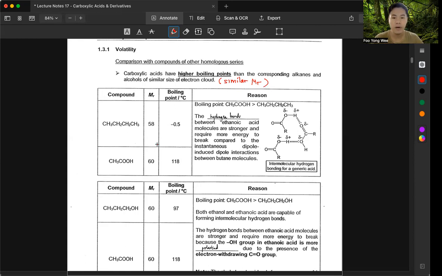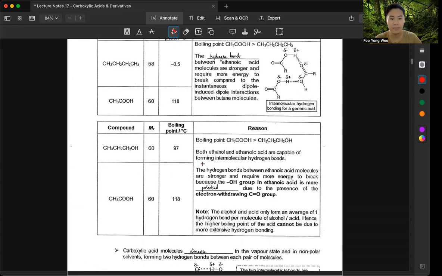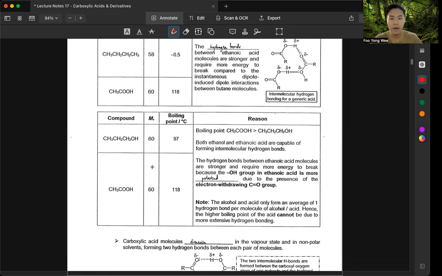The boiling point of carboxylic acid is higher because of hydrogen bonds between the acid molecules, which require more energy to break compared to id-id interactions between, let's say, an alkane molecule of similar cloud size. Okay, if we compare to alcohol, the acid actually has a lower boiling point. Okay, both compounds are capable of forming intermolecular hydrogen bonds.